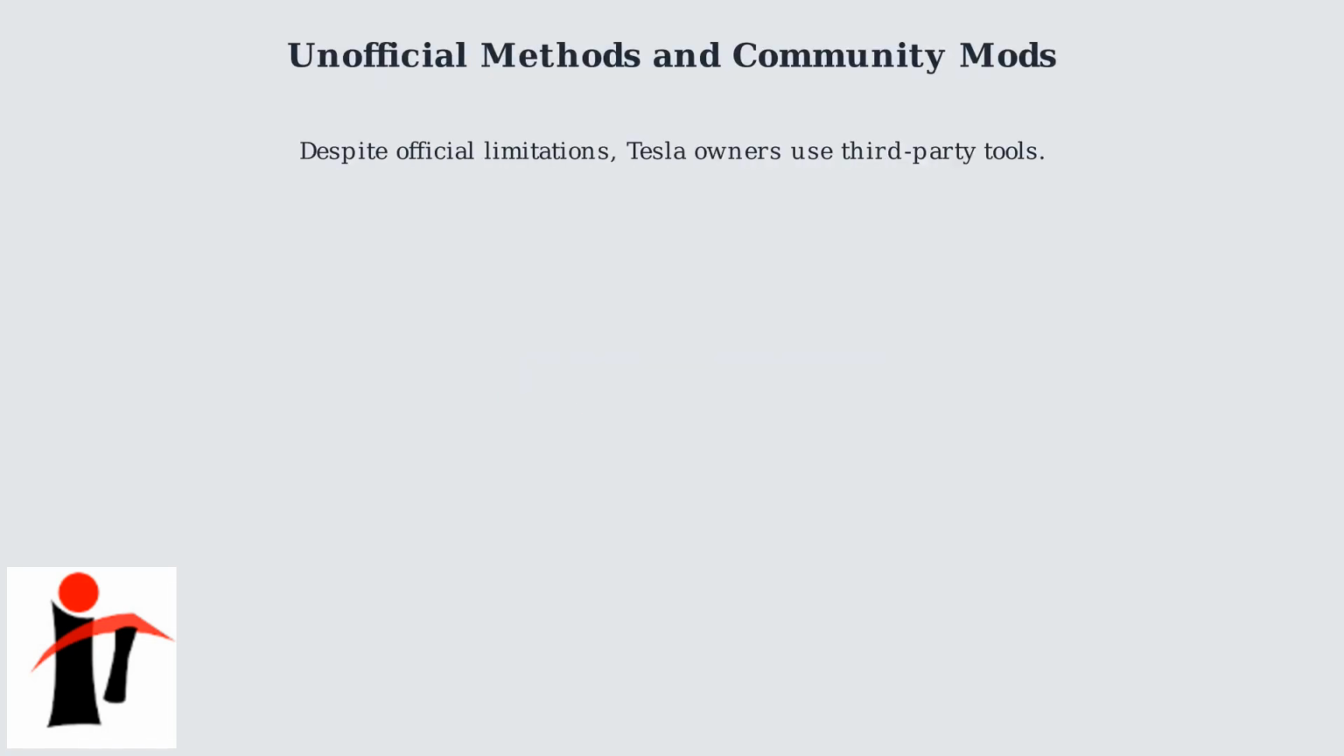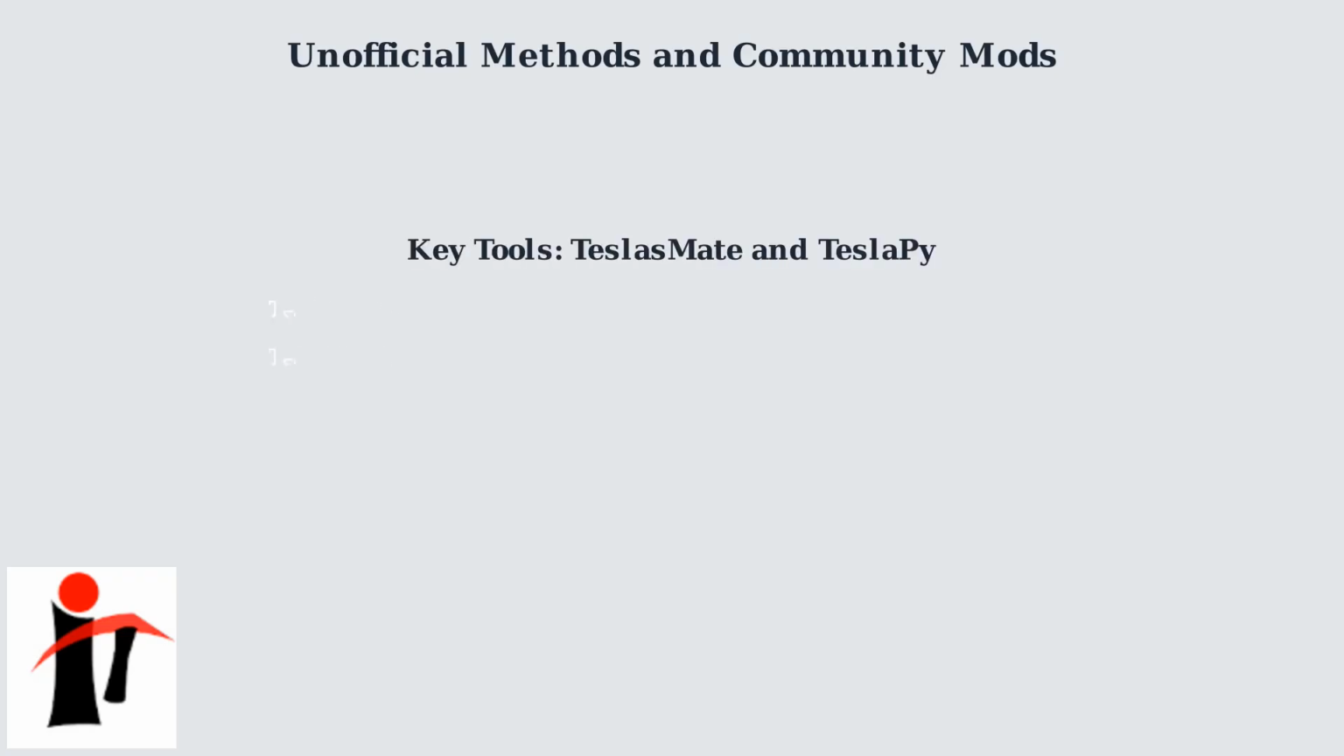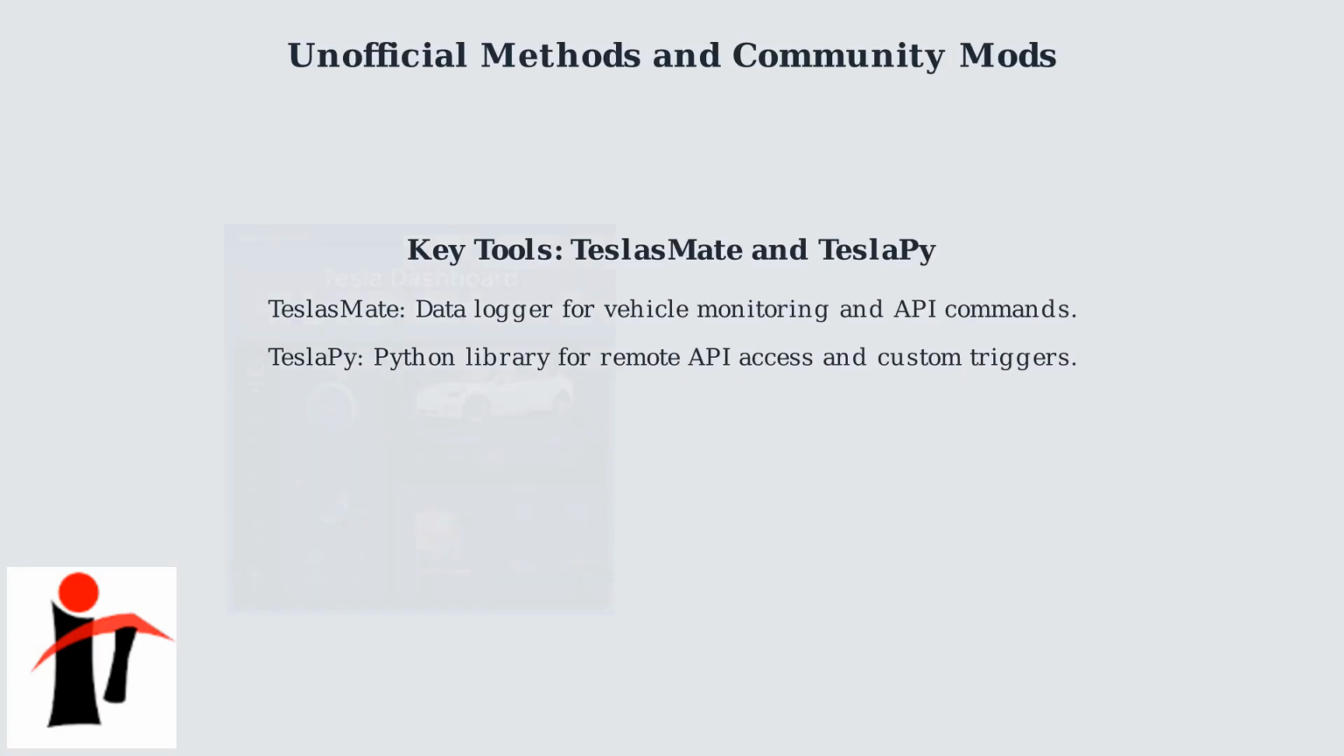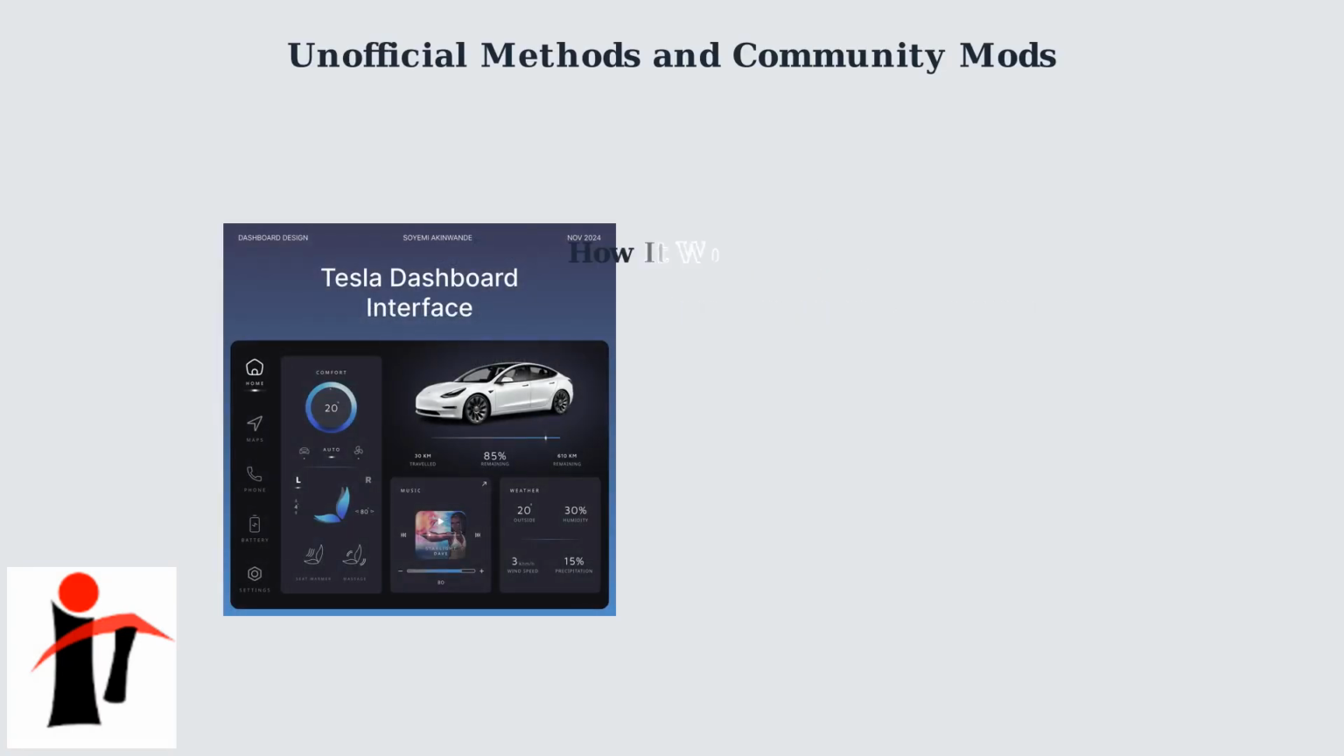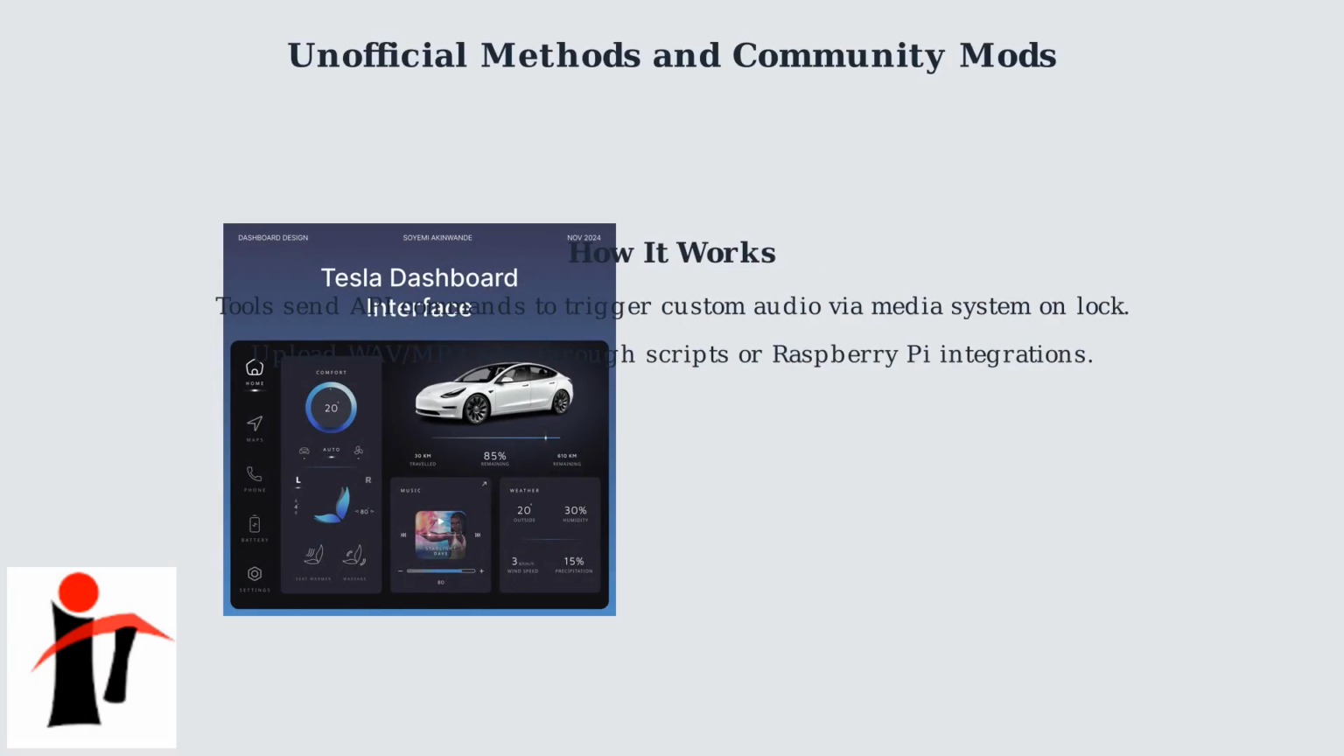Cybertruck, and Roadster. Despite the lack of official support, resourceful Tesla owners have explored unofficial methods using third-party tools and APIs. These typically involve tools like TeslaMate, a data logger for vehicle monitoring, and TeslaPy, a Python library for remote API access. These tools can send API commands to potentially trigger custom audio files using the car's media system when the lock command is activated. Users often upload WAV or MP3 files through scripts or integrations like a Raspberry Pi.